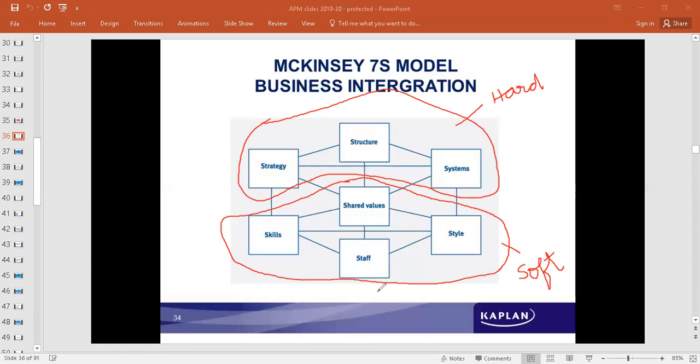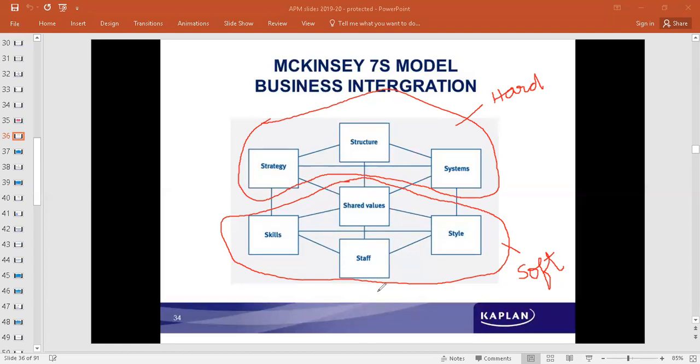Then the structure. Just now we've learned about structure. So what is the structure of the organization? What is the style of operation? Is it centralized? Is it decentralized? That's the structure present in the organization. That is the second one.